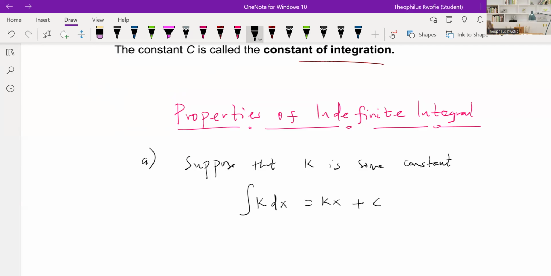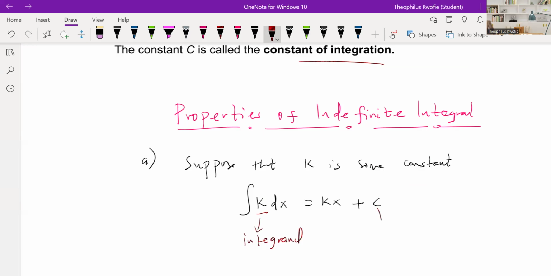And usually, because we said the antiderivative is the reverse of differentiation, for you to check your result, sometimes the easiest way is to differentiate the result you get. And if you're able to get the integrand, let me point out here that the k over here is what we call the integrand. Okay, very important. So let's take note of that.